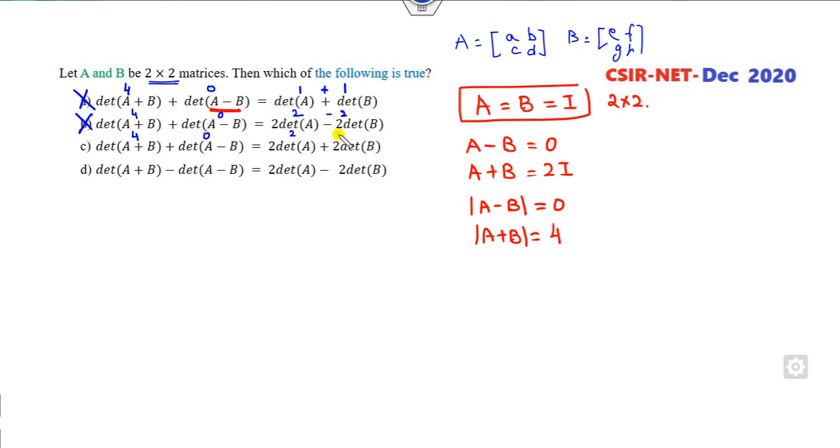4, 0, 2, 2. It's satisfied, but this is one counter example. We can't say that. If we discard the fourth option, then 4 minus 0, 2 minus 2 cancel out. So the only option left is C, which is the correct answer.